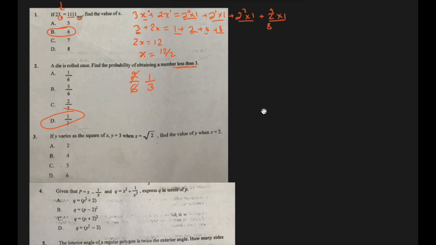If y varies as the square of x, y equals 3 when x is square root 2, find the value of y when x is 2. First we have to write the equation. Y varies, that means y is proportional to square of x. So if we want to make it an equation, we will write y equals kx square. To find the value of k, they have given this information.